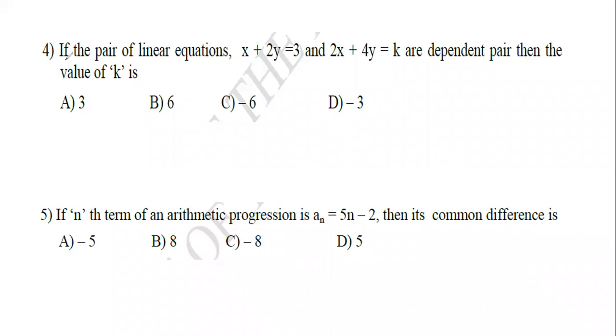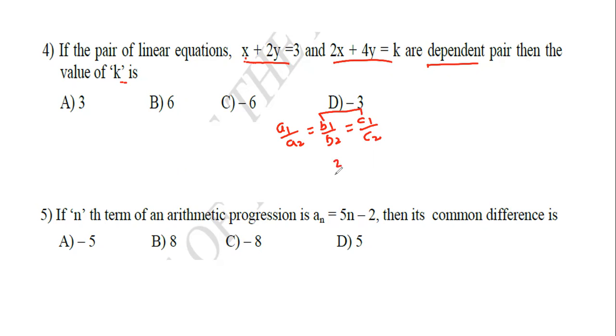If the pair of linear equations x plus 2y is equal to 3 and 2x plus 4y is equal to k are a dependent pair, then the value of k is dash. So they gave a dependent pair. Dependent pair means the solution is there. So a1 by a2 is equal to b1 by b2 is equal to c1 by c2. Here k is present in the constant, k is in the c place. Is it right? So group only these two terms.